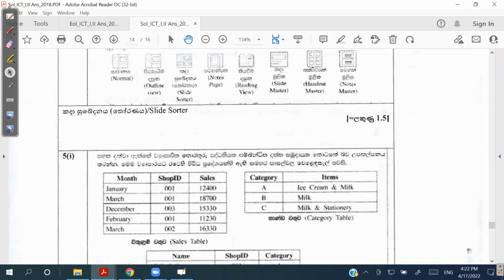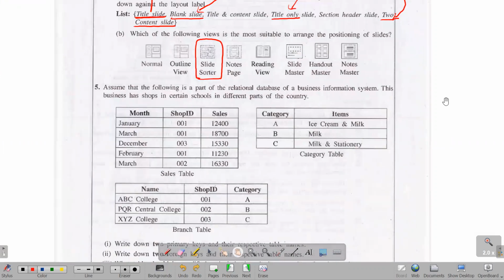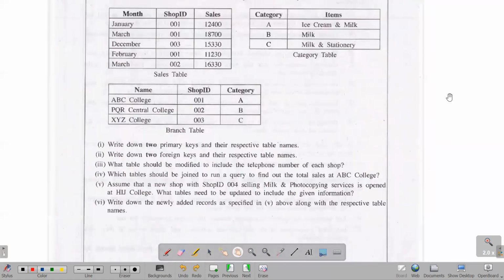Okay, so the fifth question. It's the database related question. So you have a sales table, category table, and branch table. They are talking about these canteens, right? So the first question is to write down 2 primary keys and their respective table names.